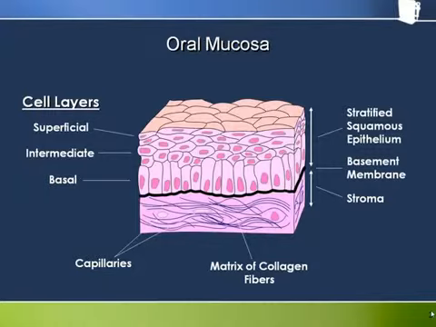Note that a surface layer of keratin of varying thickness can also be present, although it is not shown in this picture. Certain types of oral mucosa are naturally keratinized, while others can become keratinized as a result of chronic irritation or because of other disease processes.